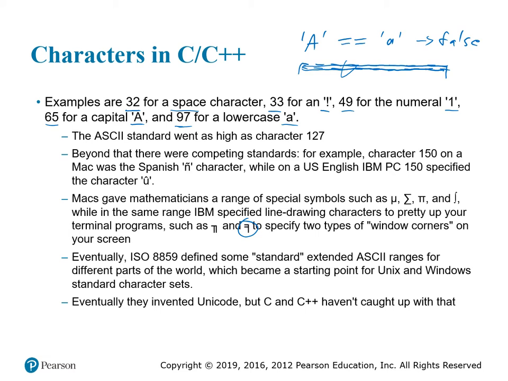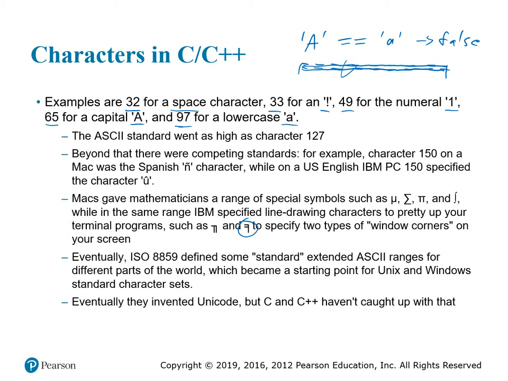Unicode is the new standard. Java is Unicode native. C Sharp is Unicode native. C and C++ have not caught up with that yet. You can represent a 16-bit character in C++, but it's not easy and it's not the native implementation.